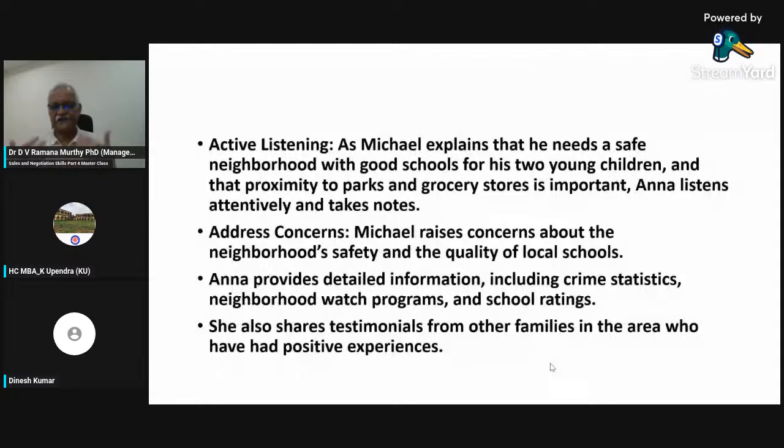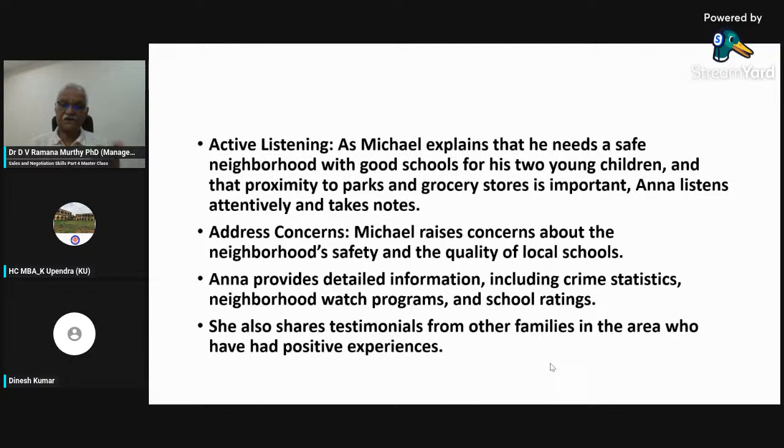Then address the concerns. Michael has raised concerns about neighborhood safety and the quality of the local schools, or maybe hospitals, malls, or grocery store availability. To a very large extent, if possible, Anna, the real estate agent, provides detailed information, including crime statistics, neighborhood watch programs, and school ratings. That helps Michael clearly understand the property details, and his concerns are 99% answered because you're providing all the evidence.